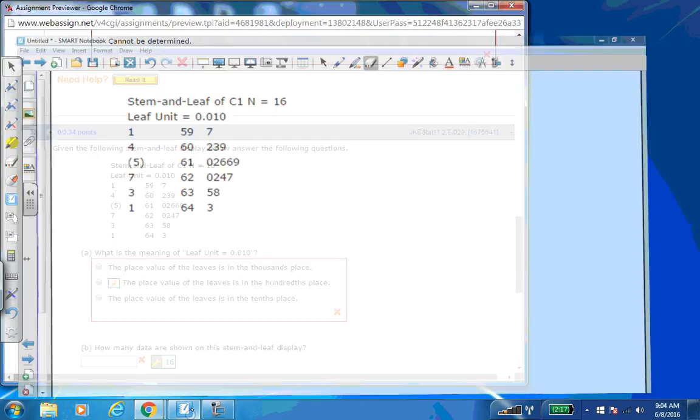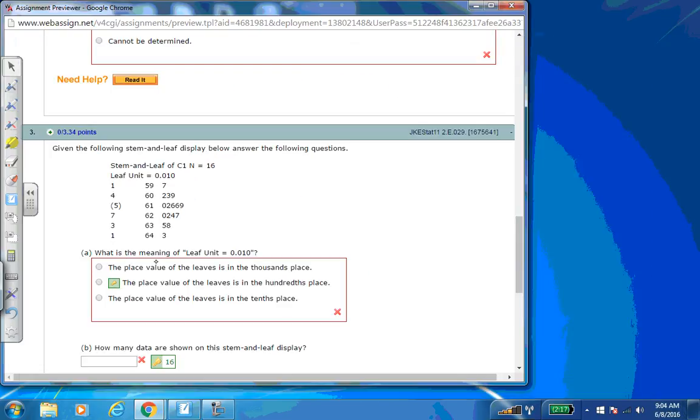If we look through the questions, first part: what is the meaning of the leaf unit? 0.01. That's the place value of the leaves. It tells us that they're in the hundredths position. The second decimal place is the hundredths position. How many data values are shown? That's what we're told here. There are 16 data values shown.